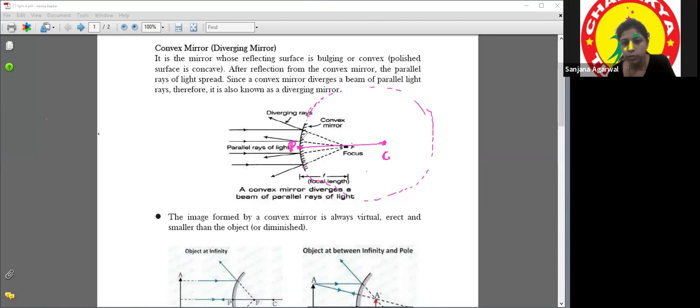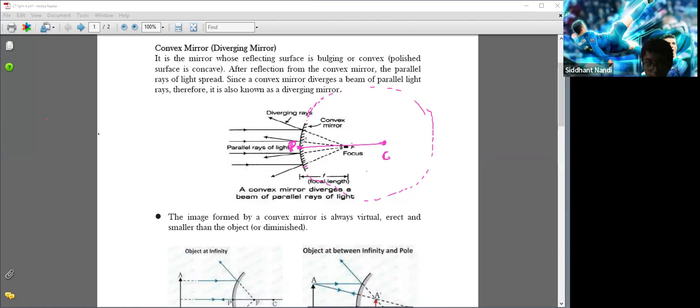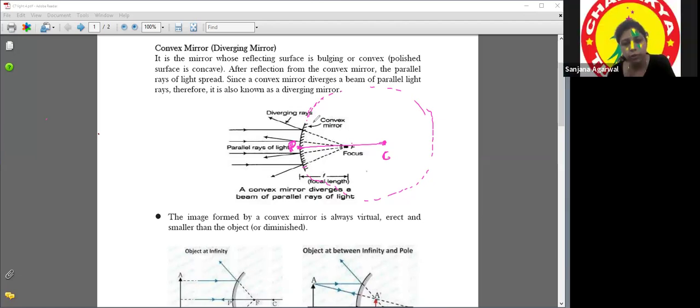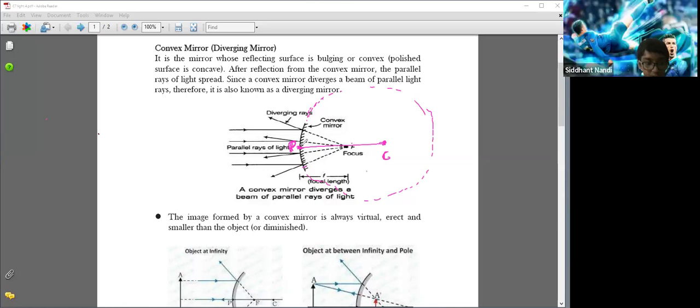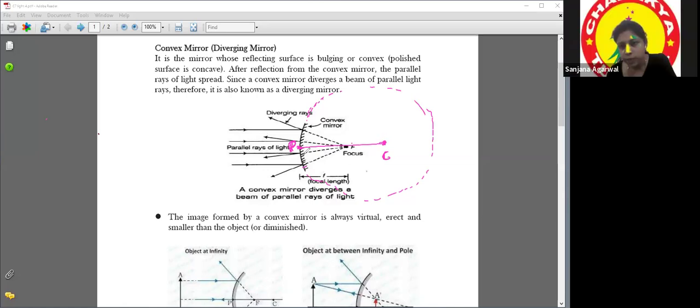Stay focused. The overall region of the mirror from which light passes is its aperture. The center or the middle point of that aperture is the pole. If we join the pole and the center of curvature, this horizontal axis is known as the principal axis. This is similar to the concave mirror. In between the pole and the center of curvature lies the principal focus.